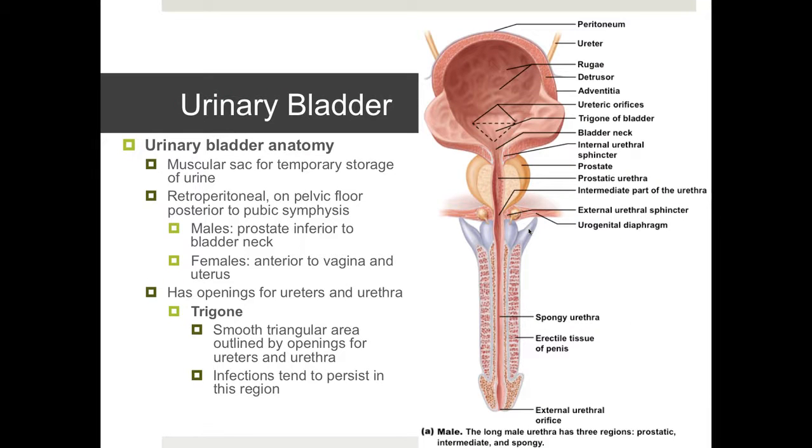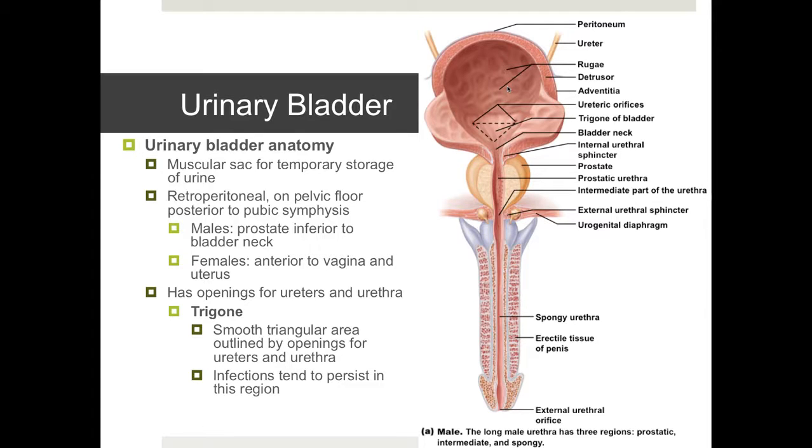Next, we have the urinary bladder, and this is going to be a muscular sac for storage of urine temporarily until we move it through the urethra. So this structure is also retroperitoneal. We will find it all on the pelvic floor and posterior to that pubic symphysis, the most anterior part of the os coxa. And we're going to have a difference in this in males and females.